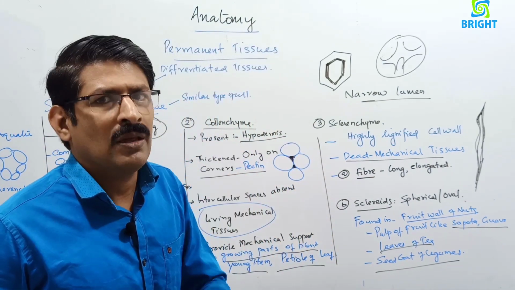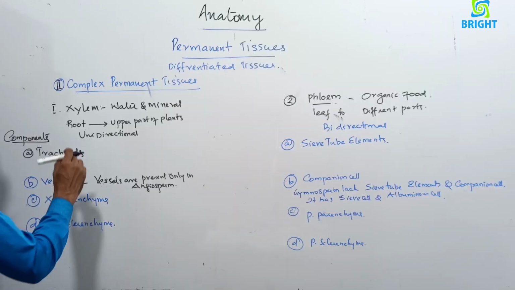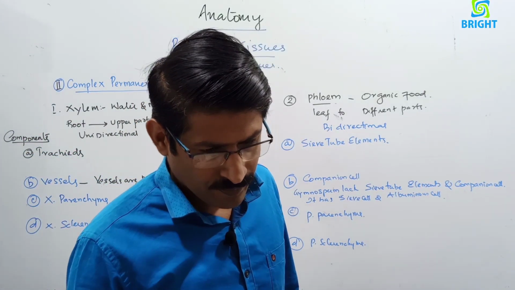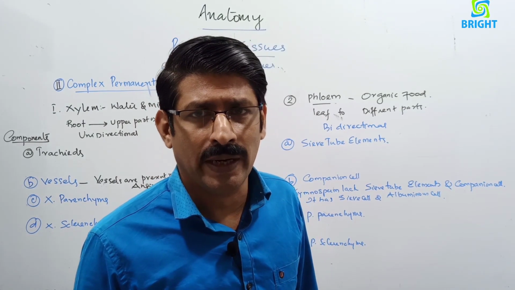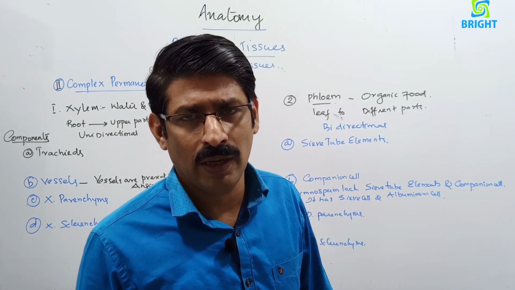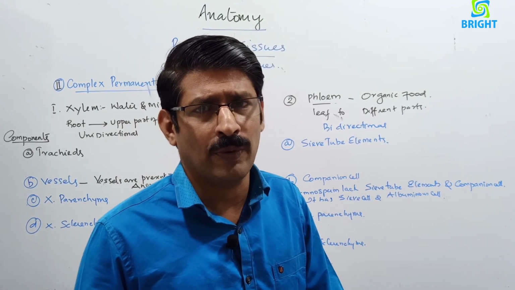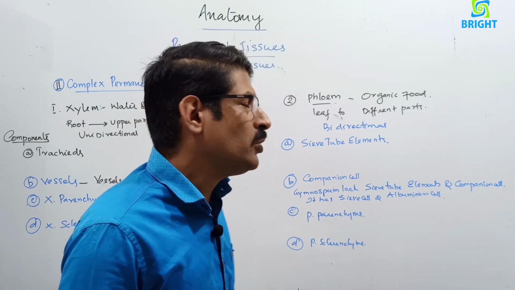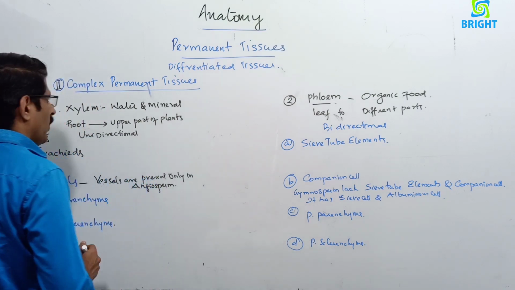And the next is complex permanent tissue. There are two types of complex permanent tissues, and the complex permanent tissues are vascular tissues. They conduct water, mineral nutrients, and photosynthetic products. There are two types of complex permanent tissue: one is xylem and another is phloem.